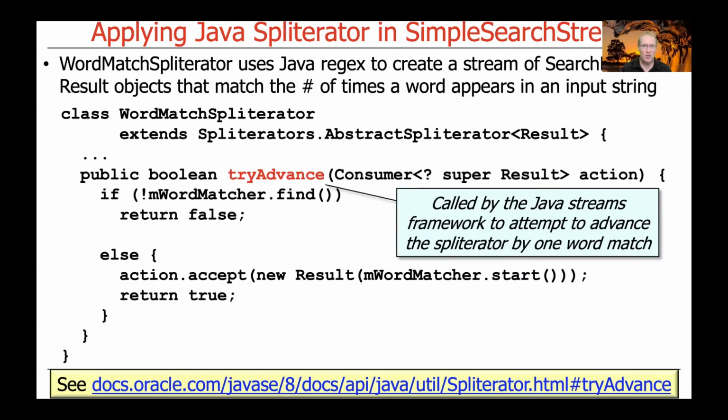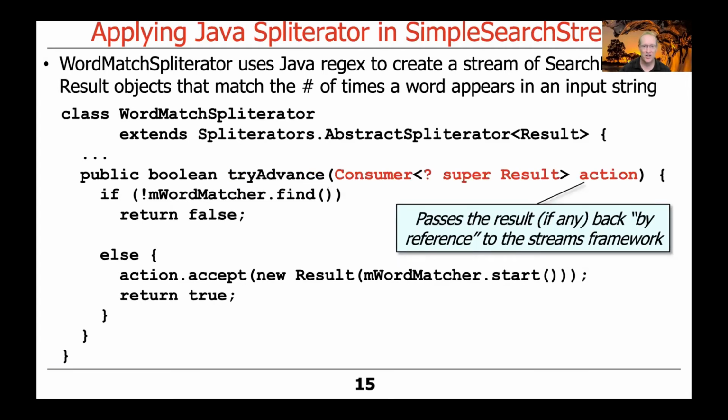Now we can talk about the tryAdvance method. This is the interesting method, really. Everything else was just setting things up to do what tryAdvance is responsible for. So tryAdvance is called by the Java Streams framework internally, automatically, when the splitting phase takes place. What it does is attempt to advance the Spliterator by one word match. So what does that mean? Well, it's shown here when we take a look at how the code works.